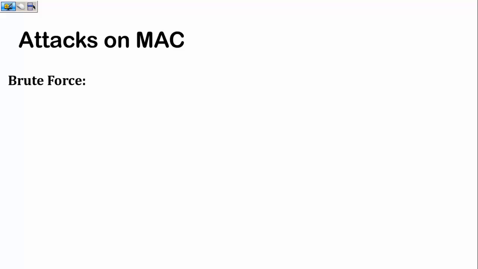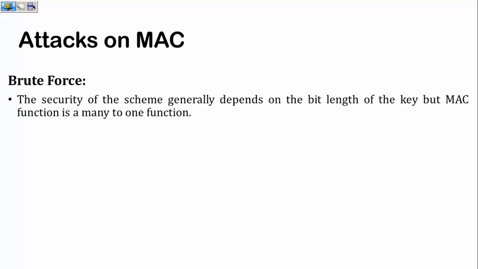The attack on code, number one, is brute force. Brute force appears to be an easy attack to be made on MAC, but it's a difficult one. You know, in case of brute force, the security is generally dependent on the bit length of the key, but the MAC function is a many to one function, as we had seen in the previous example. Now, suppose the key size K is greater than the MAC size. In the previous example we had seen the key size is less. If it is greater than the MAC size, then what would happen?